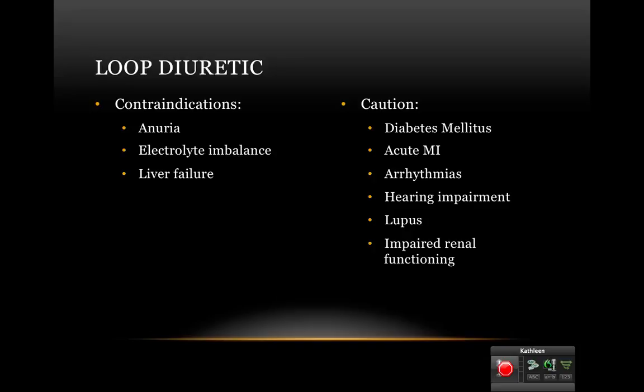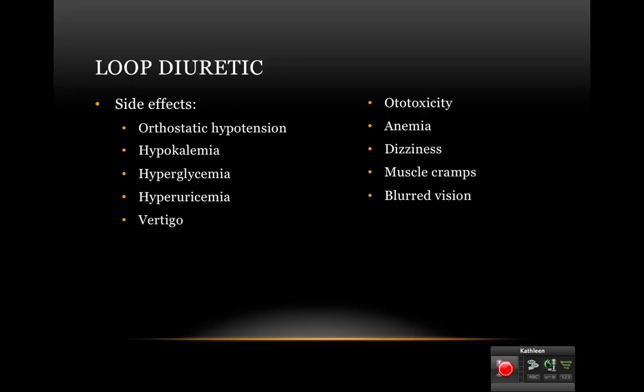Also, we know that loop diuretics can really cause hypokalemia, and patients who've had an acute MI are at risk for VFib and VTach. The myocardium is very sensitive after an MI. Also with arrhythmias, low potassium can cause arrhythmias as well. Lasix can exacerbate lupus, so you have to watch for that as well. And also watch impaired renal function, because this often can cause an elevation in BUN and creatinine.